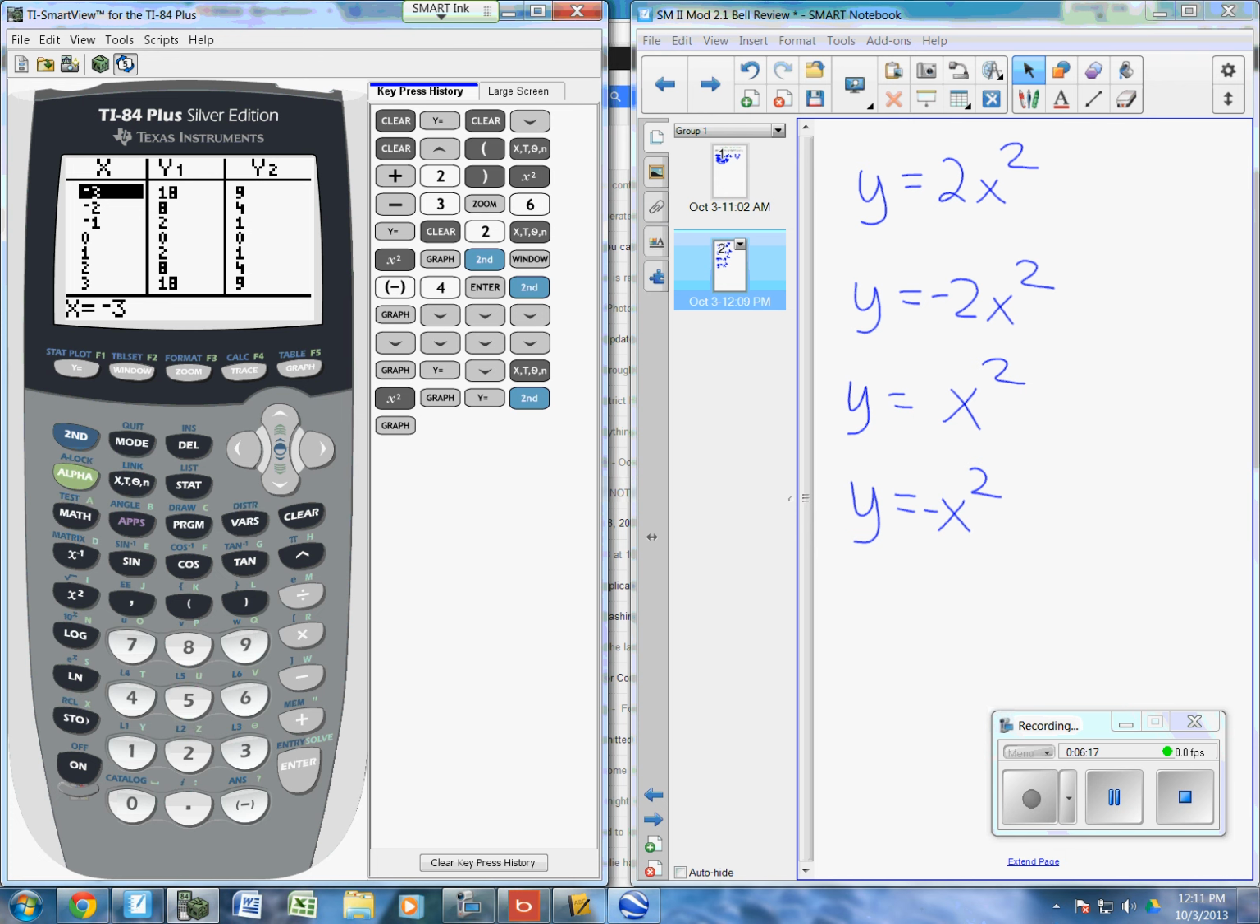Can you see how you can compare those with just x squared? So y1 is 2x squared, y2 is just x squared. So you can see how they're growing at different rates. Does that make sense?